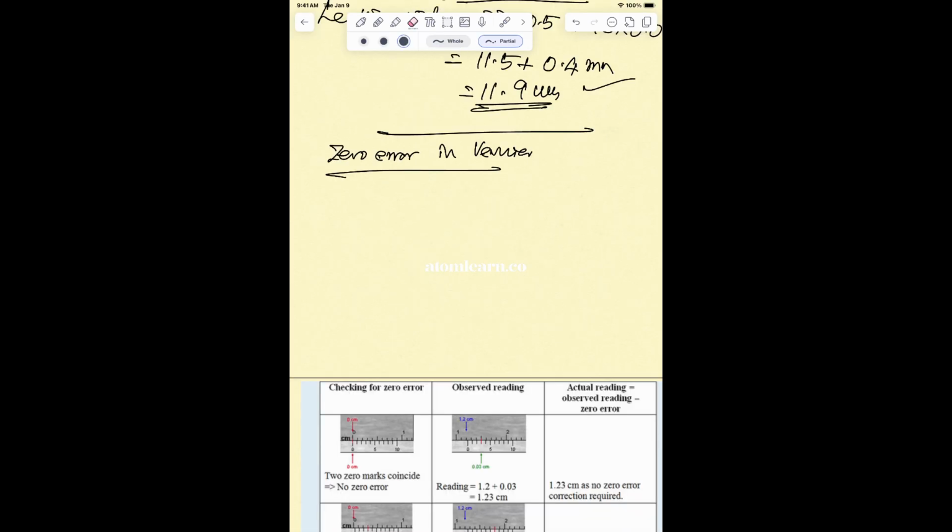Zero error in our Vernier. As you know, zero error can be positive or negative. Now we just give an example like this. Okay, look at this example. In all these cases, the given data is like this: 1 MSD equal to 1 mm, and also the least count is 0.1 mm.